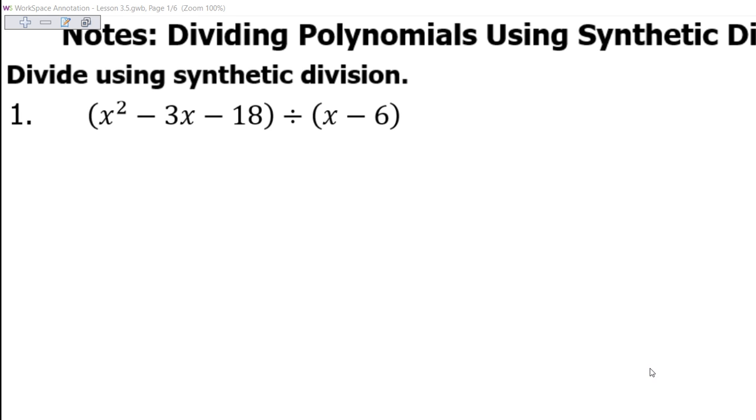Need notebook paper today. As soon as you get out your sheet of notebook paper, go ahead and copy down problem number 1.